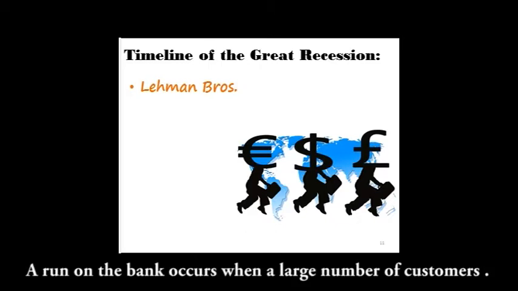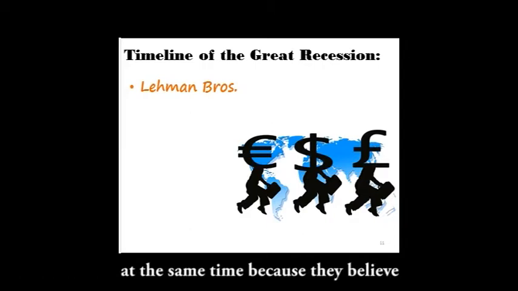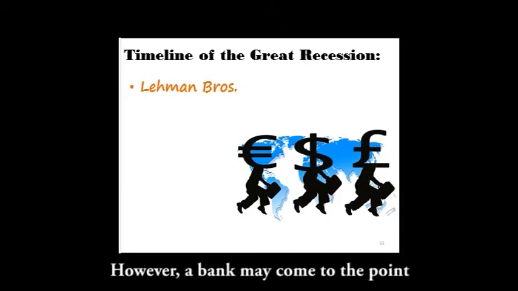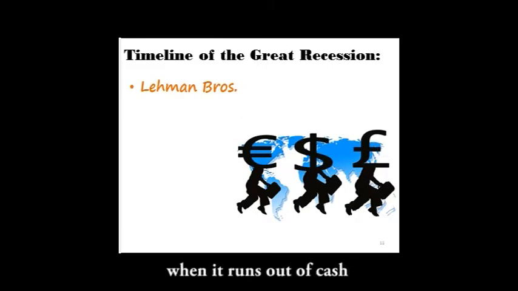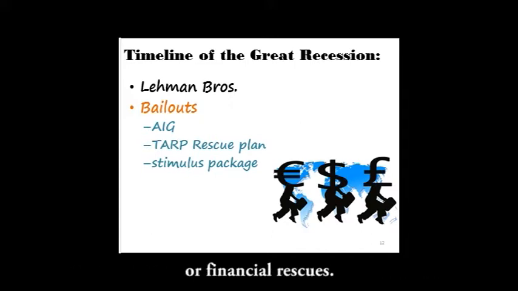A run on the bank occurs when a large number of customers withdraw cash from deposit accounts with a financial institution at the same time because they believe that the financial institution is or might become insolvent. However, a bank may come to the point when it runs out of cash and may face sudden bankruptcy. Then, governments started to step in and offer bailouts or financial rescues.